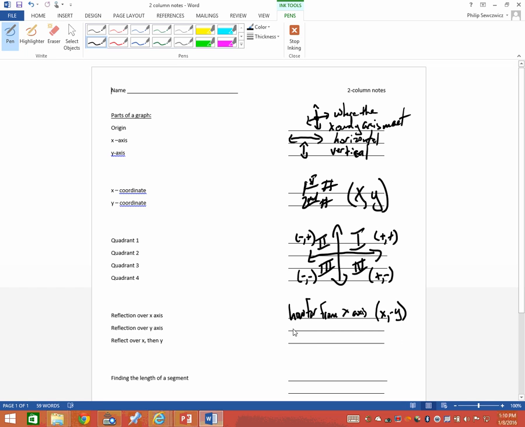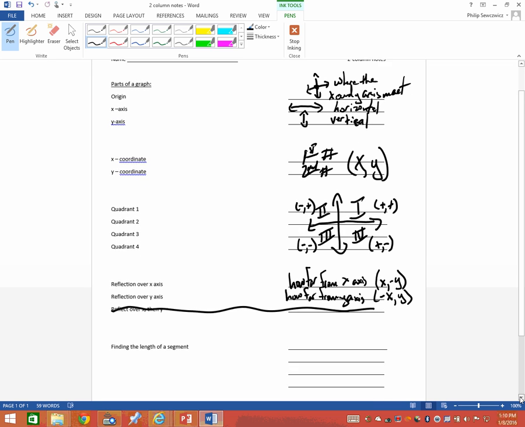The reflection over the y-axis, well, instead of it being how far from the x-axis, it's how far from the y-axis. And if we did notation with it, you would take the opposite of the x and then you would use the y. Again, you're not going to be required to use this terminology, but if it helps you out, that's fine. Don't worry about the double reflection. If we take care of this, this takes care of it automatically. It's one less thing we have to worry about.